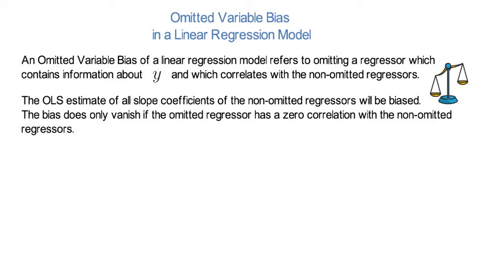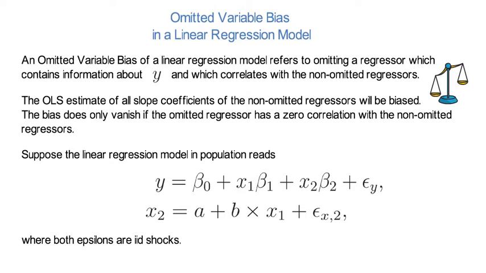Here's a simple example. Suppose the linear regression model in population reads as follows: y equals beta 0 plus x1 beta 1 plus x2 beta 2 plus epsilon y, and x2 is a plus b times x1 plus epsilon x2, and both epsilons here are white noise shocks. So you clearly see that x2 is a linear function of x1 plus some noise, and x1 and x2 are both useful for predicting y in a linear fashion.